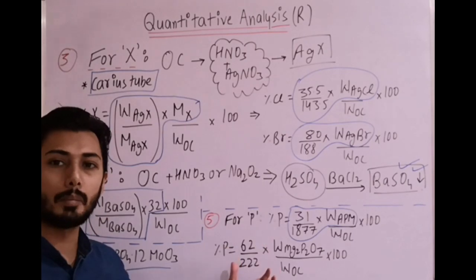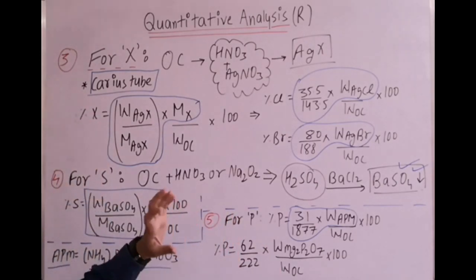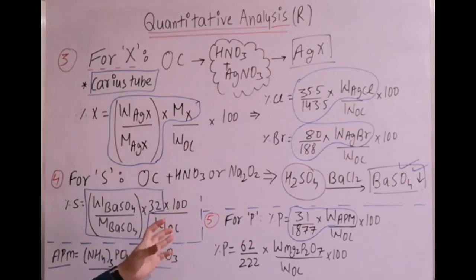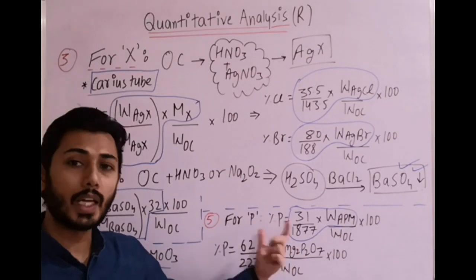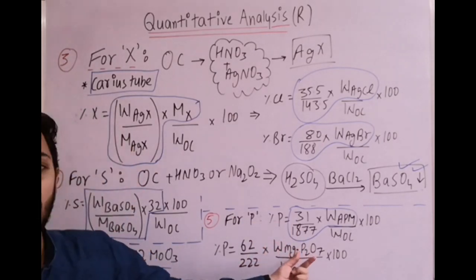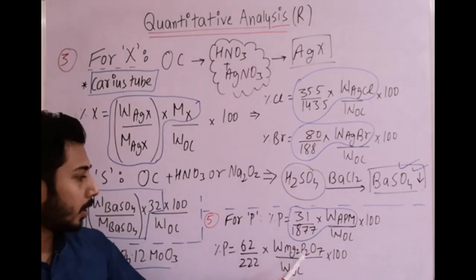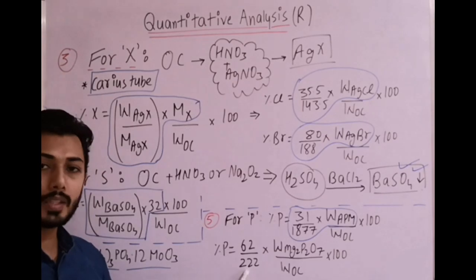We can also add magnesia mixture, which gives a particular compound, MgNH4PO4, and then on ignition that compound gives Mg2P2O7. This is used for the estimation: whatever is the precipitate of this, divided by its molar mass.